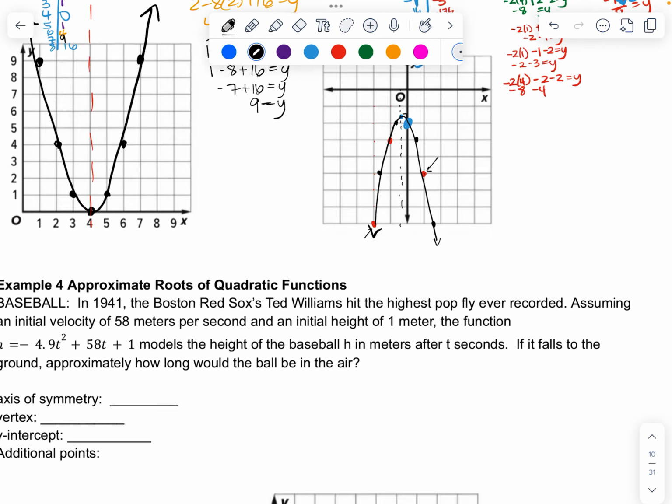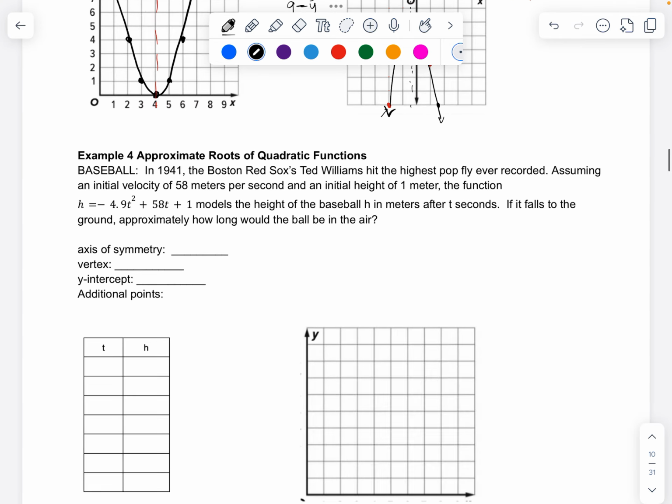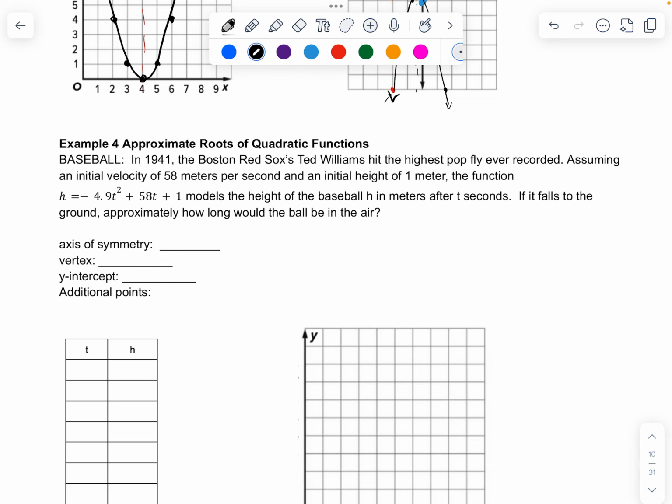In 1941, the Boston Red Sox Ted Williams hit the highest pop fly ever recorded, assuming initial velocity of 58 meters per second, initial height of 1 meter. The function h equals -4.9 t squared plus 58t plus 1 models the height of the baseball in meters after t seconds if it falls to the ground. Approximately how long would the ball be in the air? Okay.